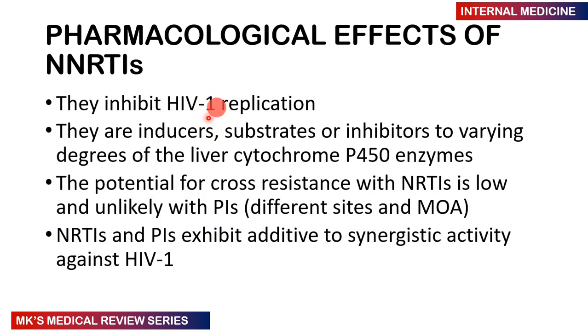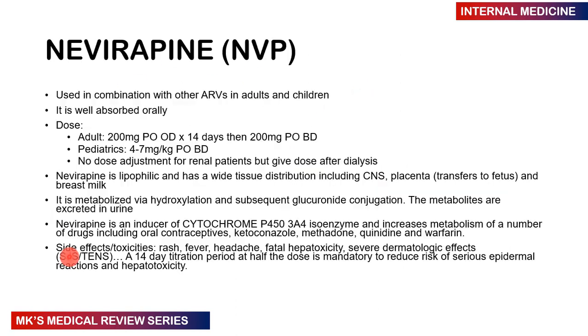So these ones are going to be inhibiting HIV-1 replication. They are inducers, substrates, or inhibitors to varying degrees of the liver cytochrome P450 enzymes. They potentially show some cross resistance with the other drugs in the same group, but cross resistance with the other groups, like the protease inhibitors, is quite low and unlikely, because they're different sites and different mechanisms of action. Then, of course, the nucleoside reverse transcriptase inhibitors and the protease inhibitors exhibit an additive and synergistic effect against HIV-1 when combined with these drugs.